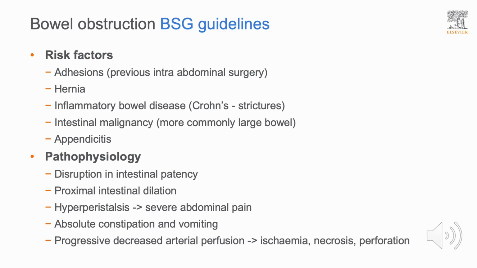If there is a significantly dilated inflamed appendix, this can cause compression and bowel obstruction. The pathophysiology of bowel obstruction describes a disruption in intestinal patency with proximal dilation of the intestines, leading to hyperperistalsis as the bowel goes into overactivity, working to push the luminal contents past the obstruction, producing severe abdominal pain, absolute constipation and vomiting, with progressive decreased arterial perfusion leading to bowel ischemia, necrosis and perforation.